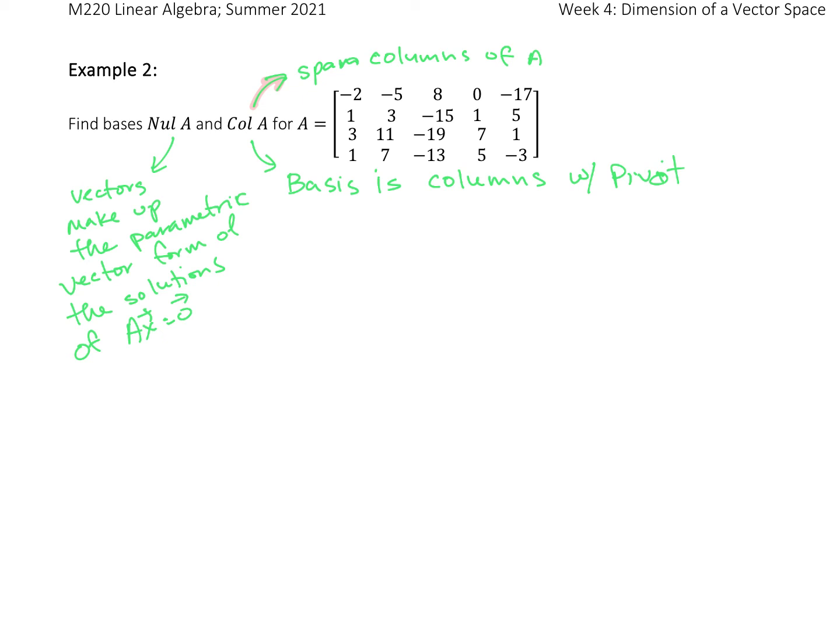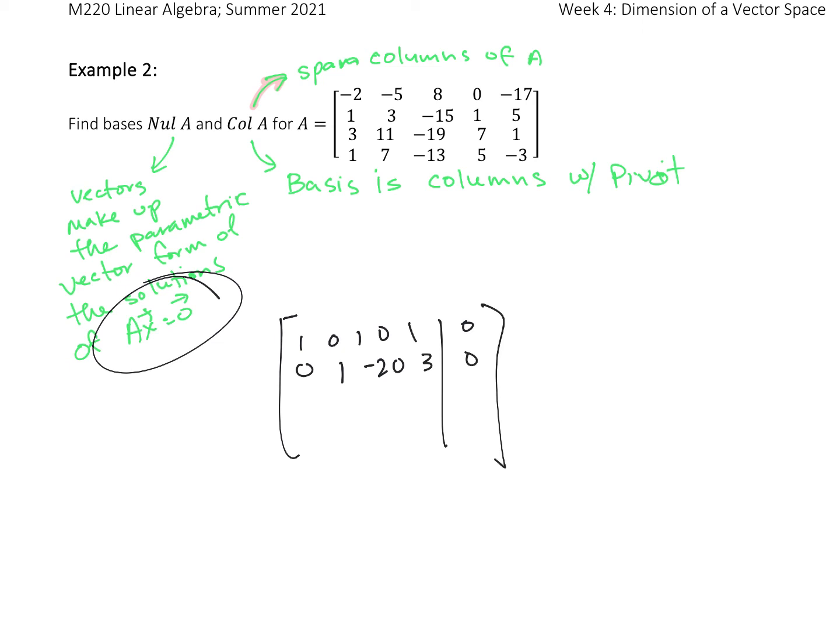Once again, we're going to augment A, and it really doesn't matter. I'm going to come up with the reduced matrix: 1, 0, 1, 0, 1, 0; 0, 1, -2, 0, 3, 0; 0, 0, 0, 1, -5, 0. And a row of zeros.